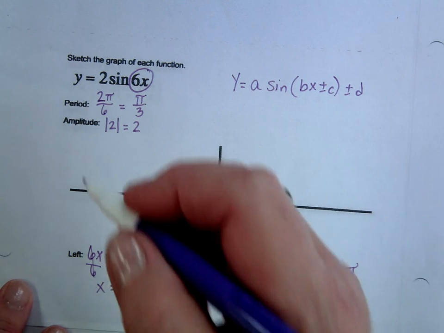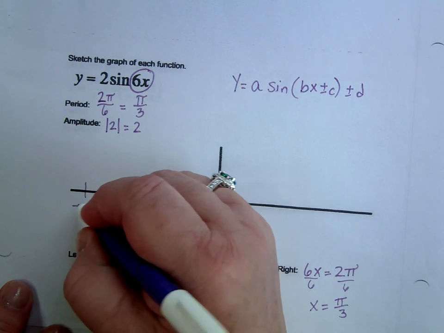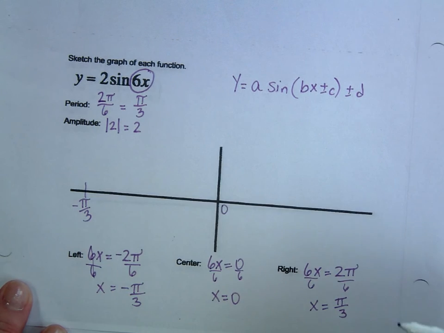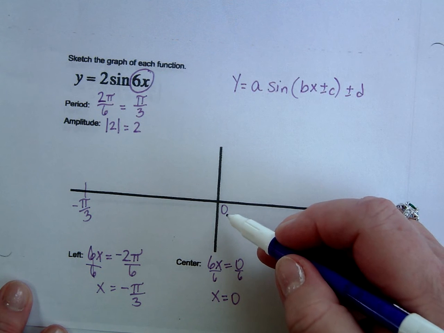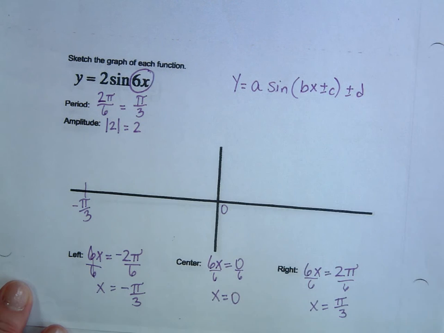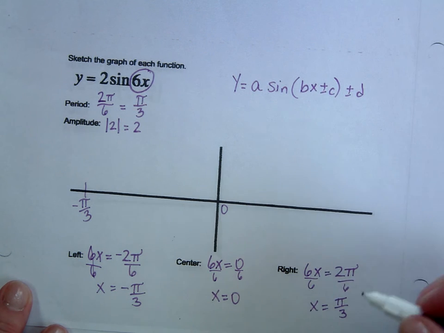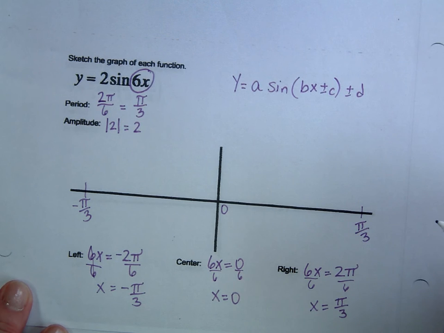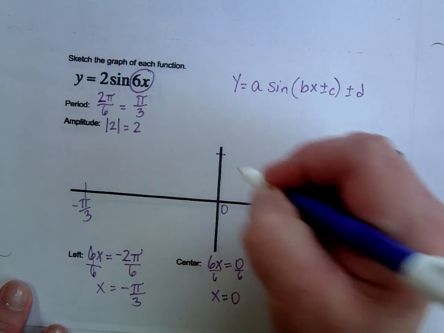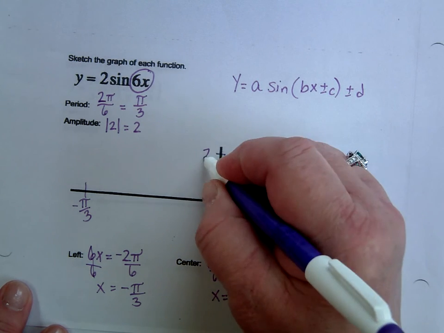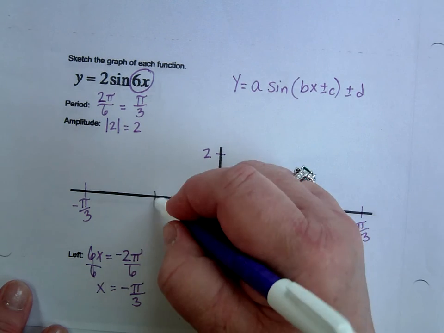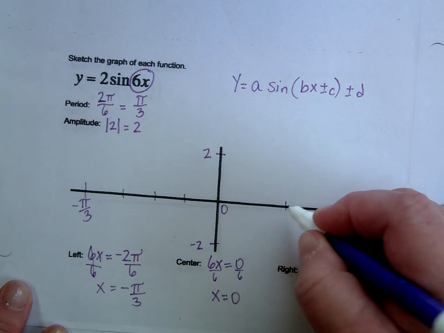On the left, you put negative pi over 3. At the center, you put 0. By the way, this is not always going to be 0. It is for this problem and it was for the last one, but you can't just automatically assume that. It's just whatever the center is. You'll see as examples go. On the right is pi over 3. My amplitude is 2, which means this is 2 and this is negative 2. I need 4 dashes on either side.